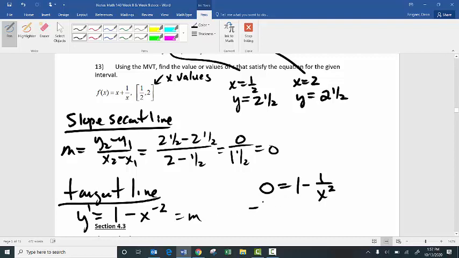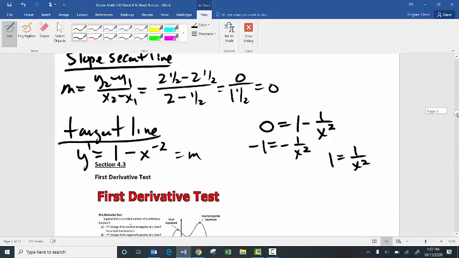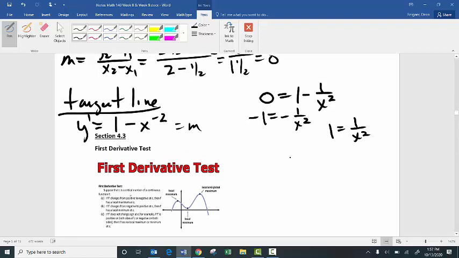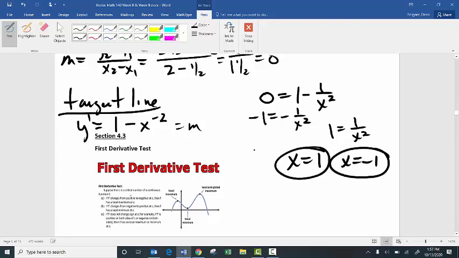So you subtract 1, and you get this. And then you get 1 equals 1 over x squared. So in this case, the only number that works for x, well, there's actually 2 of them, is x equals 1, and actually x equals -1. So at either of these numbers, you're going to have a slope of 0.